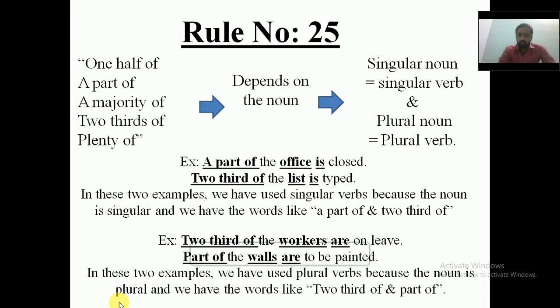There are 2 more examples for you to understand better. 2/3 of the workers are on leave. The sentence begins with 2/3 of, so the verb depends on the noun. Here the noun is workers, and the noun is plural. So we are using the plural verb.